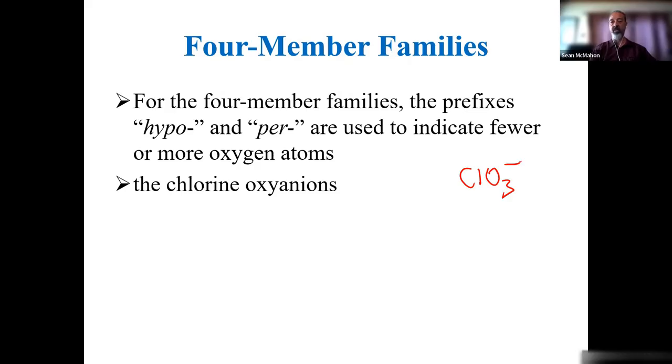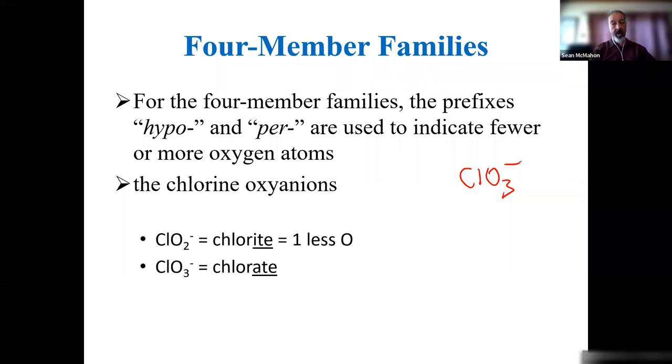Okay, so how is that helpful? Well, there's chlorate. There's chlorite. We already learned this. Chlorite, ite is 1 less than ate. If I know chlorate is 3, then chlorite has to be 2. But there's 2 more.